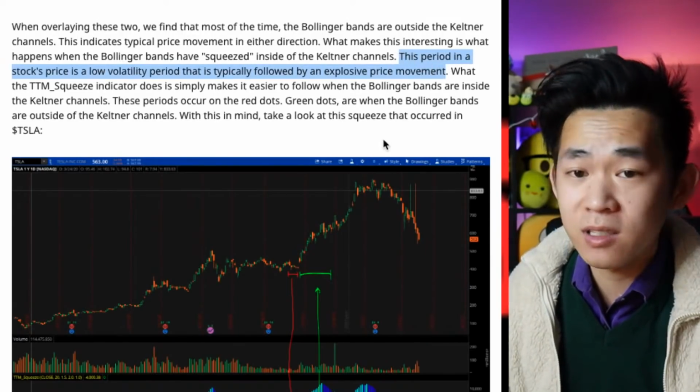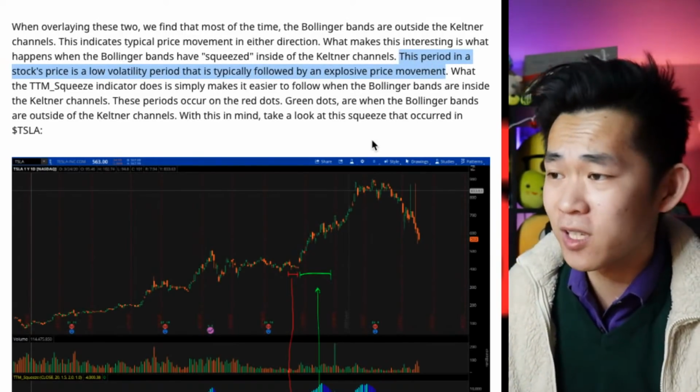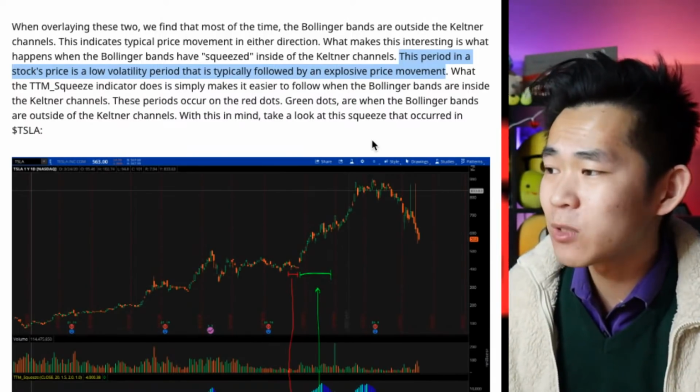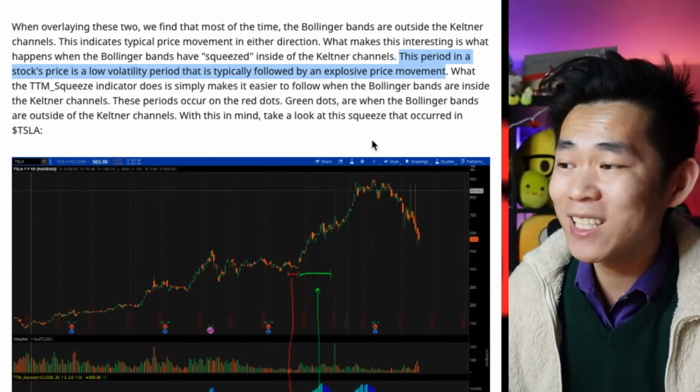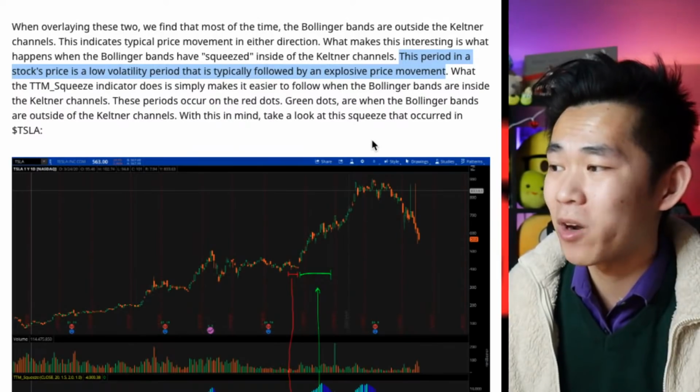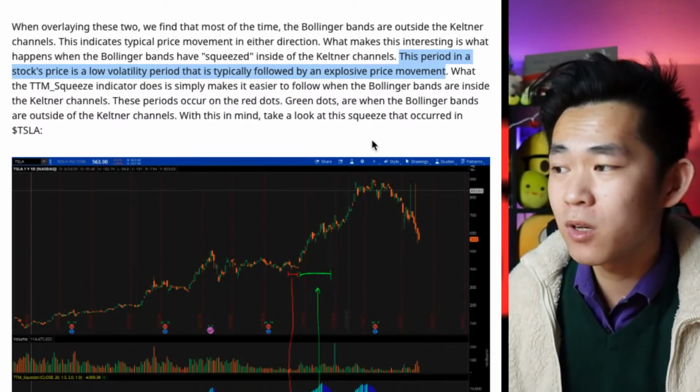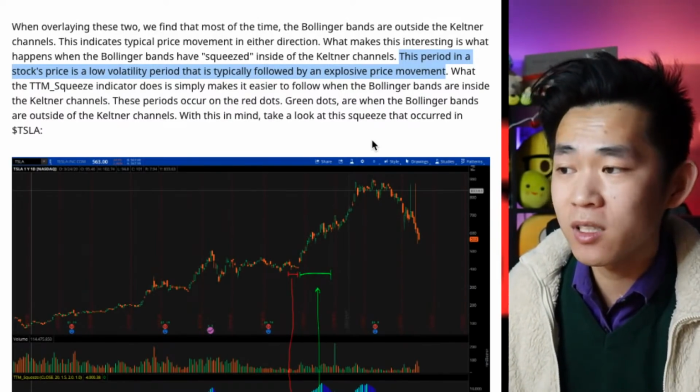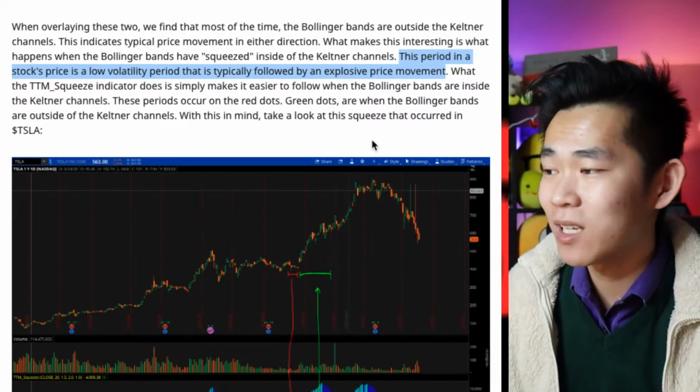Let's just make sure that this is highlighted so that you guys fully understand what is happening here. What the TTM squeeze indicator does is simply make it easier to follow when the Bollinger Bands are inside the Keltner channels. These periods show up as the red dots. Green dots are when the Bollinger Bands are outside the Keltner channels.